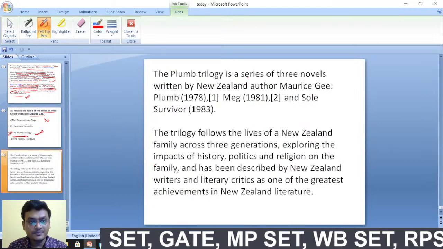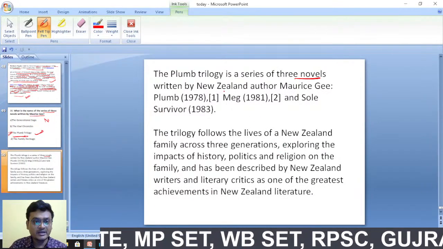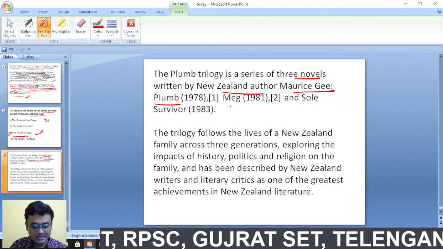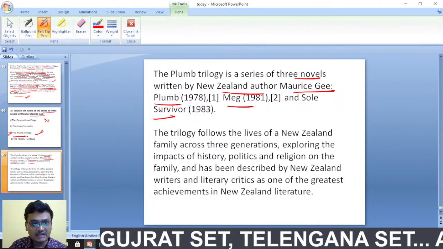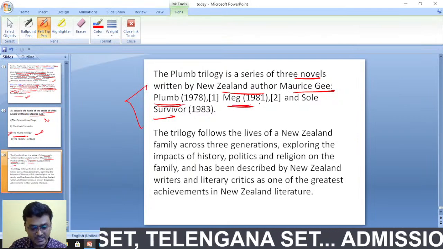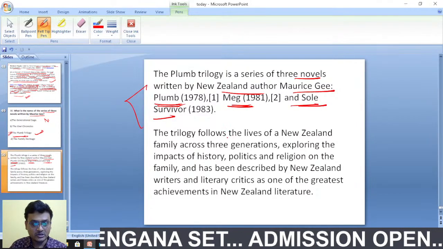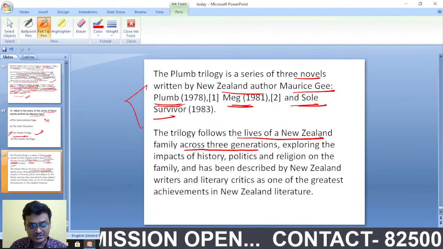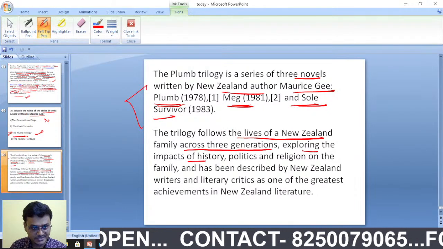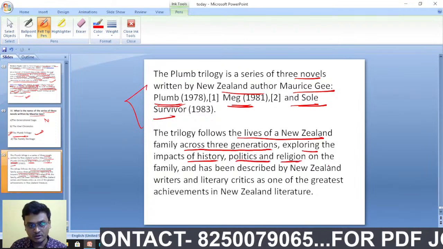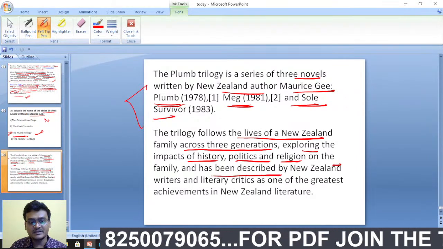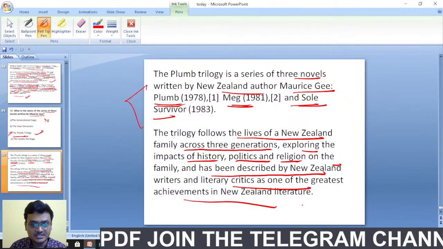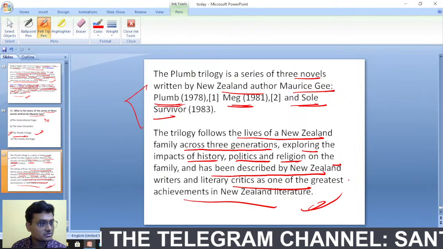The Plum Trilogy is a series of three novels written by New Zealand author Maurice Gee. The first one is Plum, the second one is Meg, the third one is Sole Survivor. The trilogy follows the lives of a New Zealand family across three generations, exploring the impacts of history, politics and religion on the family, and has been described by New Zealand writers and literary critics as one of the greatest achievements in New Zealand literature.